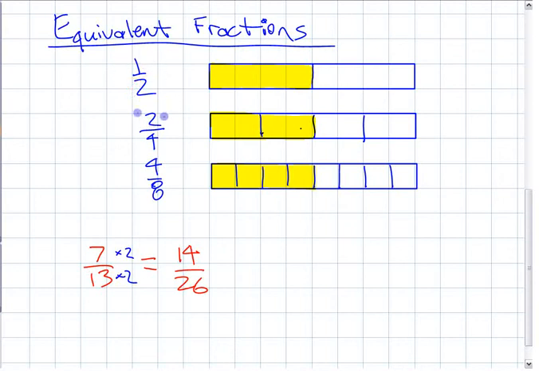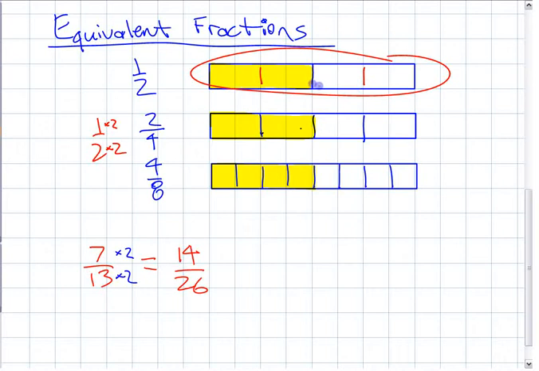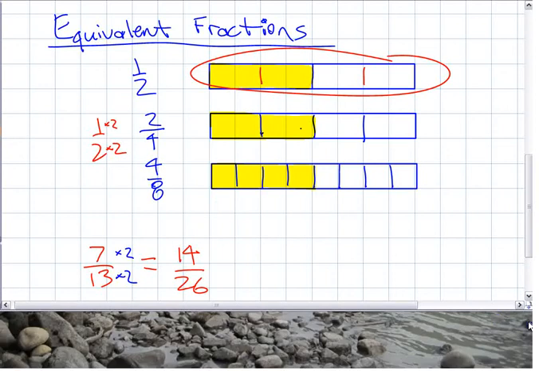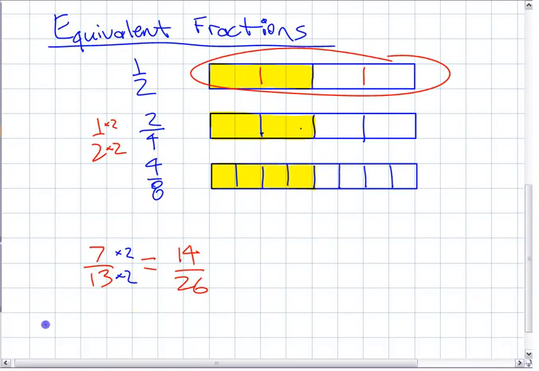If you take 1 out of 2 and you say, I'm going to times this by 2 and times this by 2, it's like taking this and saying, I'm going to cut each of the things in half. I'm going to cut all of the pieces in half, and the number of pieces that I have. I'm going to cut everything in half. That's what you're doing here. Instead of saying 7 out of 13, you're changing it to 14 out of 26. You're cutting all the pieces in half and making the pieces smaller. You're making the pieces smaller because there's more of them, but you're taking more of them.